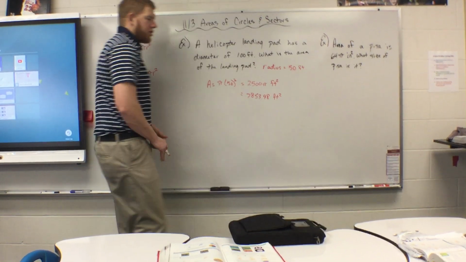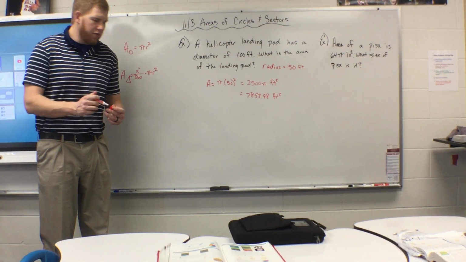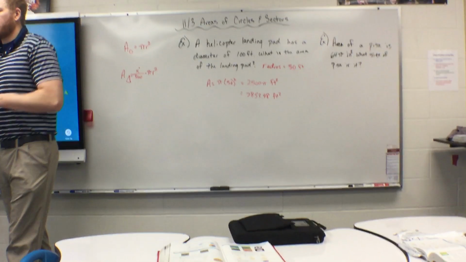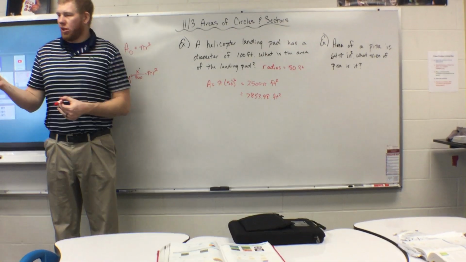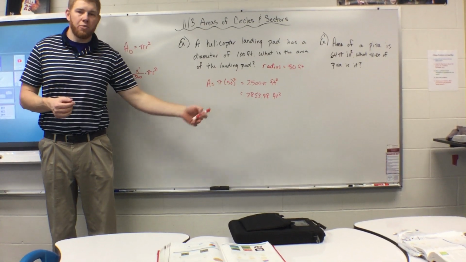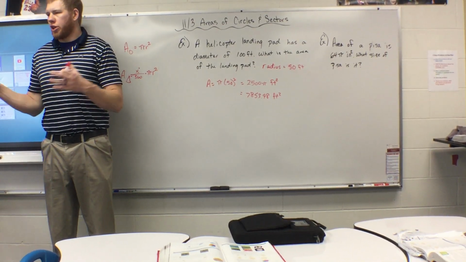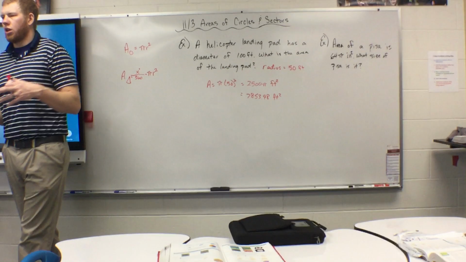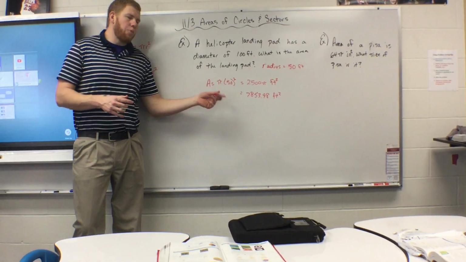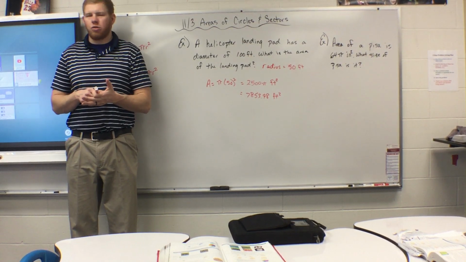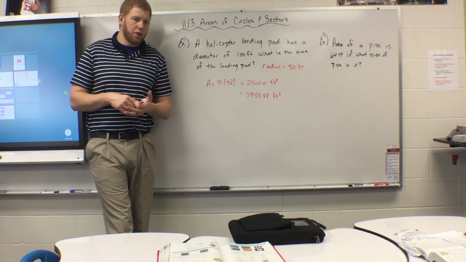Okay, so if we round to the nearest hundredth, we get 7,853.98 feet squared. So again, sometimes you're a little bit off. If we're talking about a big number and you use 3.14, you're going to be a lot further off of the actual answer. So that's why I really encourage you to use the pi button. Don't just use 3.14 when you're doing these.